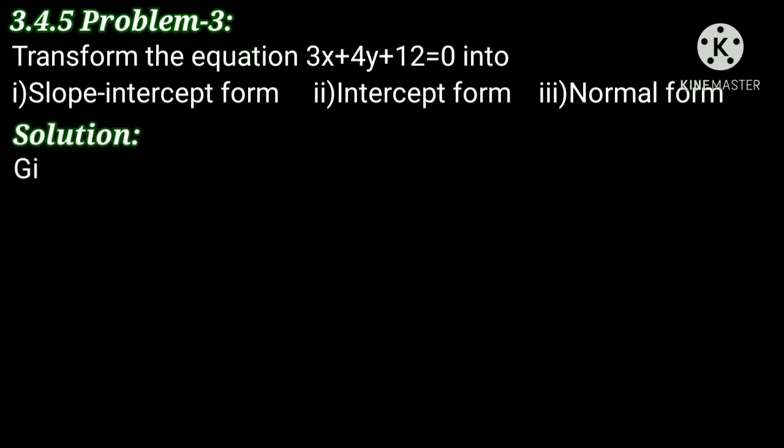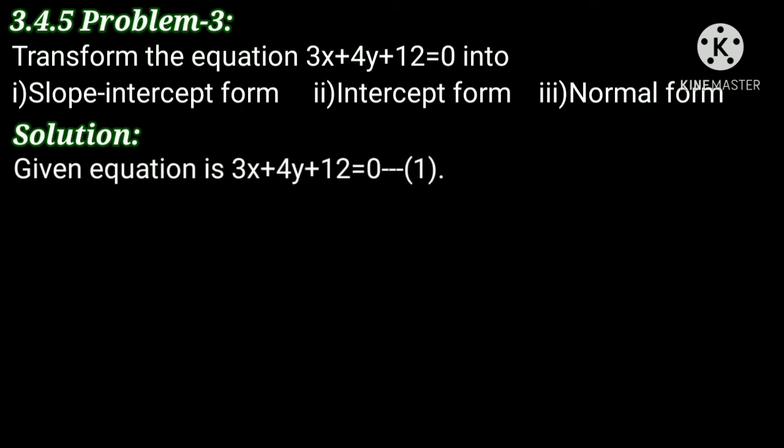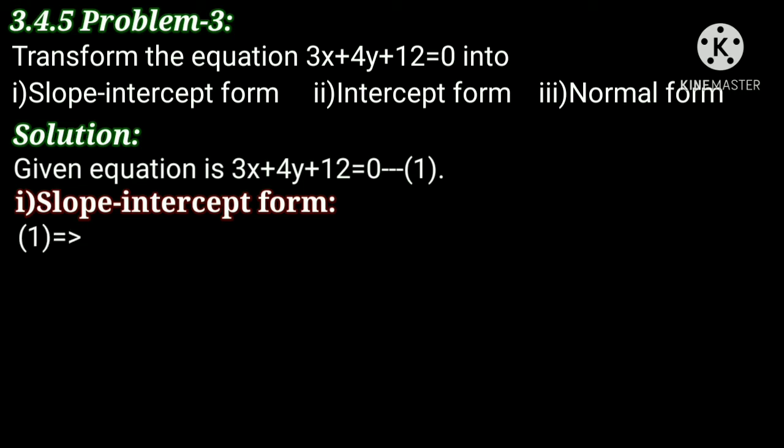Solution. Given equation is 3x plus 4y plus 12 equal to 0. This is equation number 1. First problem, slope intercept form. We know that slope intercept form is y equal to mx plus c. Now we will transform equation number 1 into y equal to mx plus c. Equation 1 implies 3x plus 4y plus 12 equal to 0.